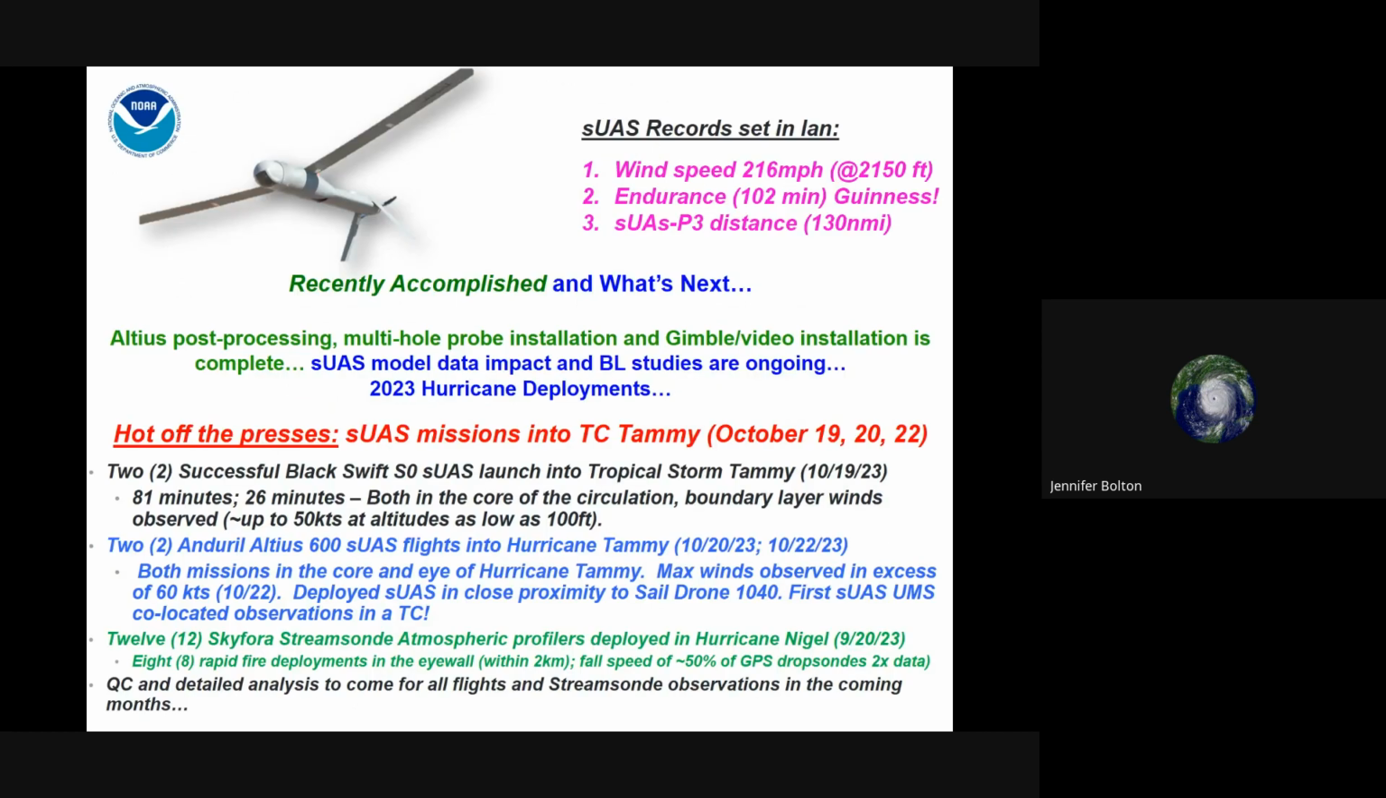So we set some records. Actually, the Guinness people called us and asked, did you set any record? Well, yeah, we actually did. We did 3 of those things. For whatever reason, they picked number 2, which is the endurance, which is the one we'll probably shatter the next time we fly. But those are some records, particularly the distance from the P3, which is a big deal. The wind speed might be the strongest wind speed ever recorded by a drone, period. I don't know what DARPA is doing, but they're probably not flying in hurricanes either. So recently we flew in Tammy, and we also had some missions into Nigel.